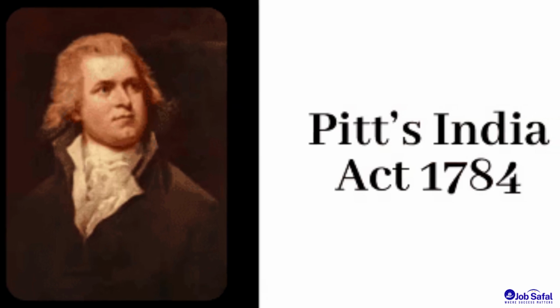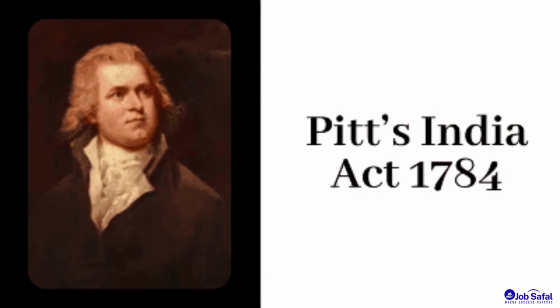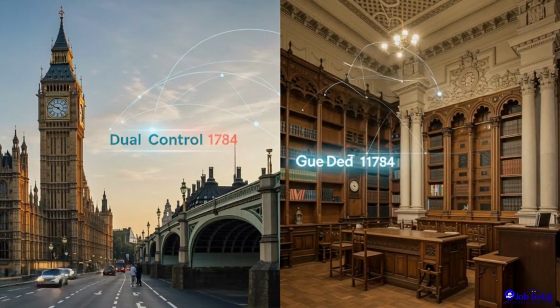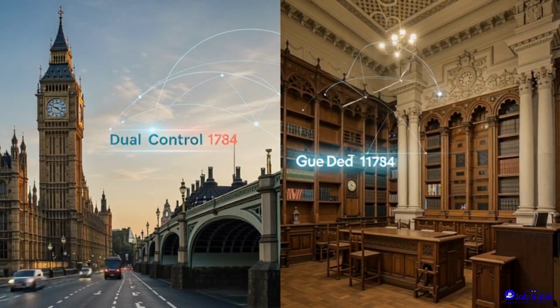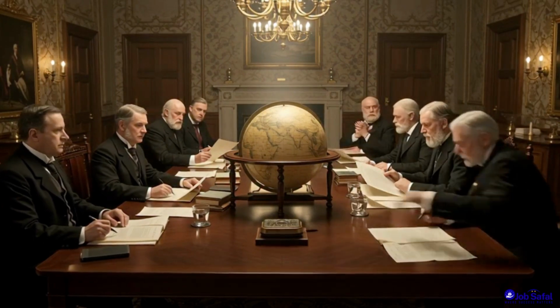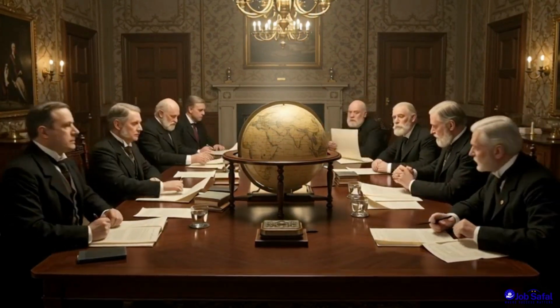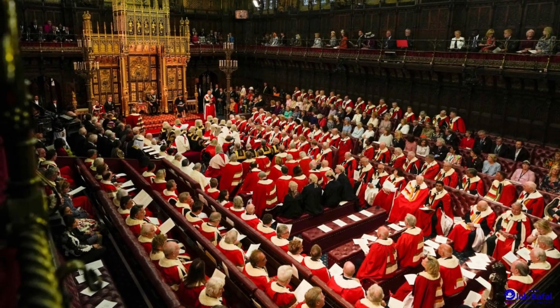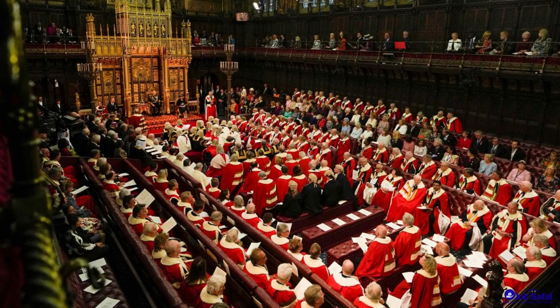Next came Pitt's India Act of 1784. It created a system of dual control, one by the British government in London and the other by the East India Company. A board of control was formed to supervise political activities in India. This act made it clear that the British government held ultimate authority.